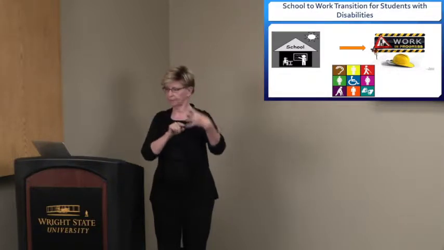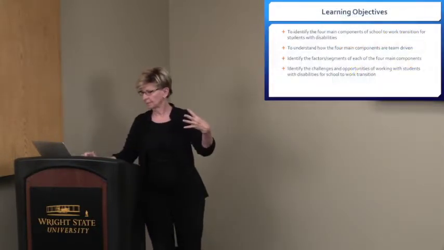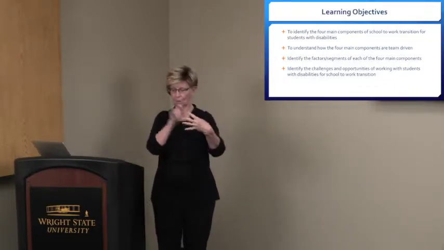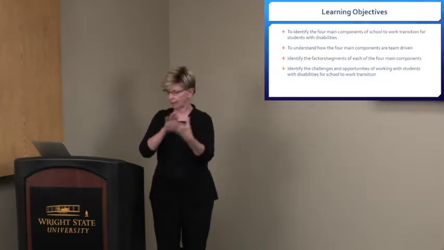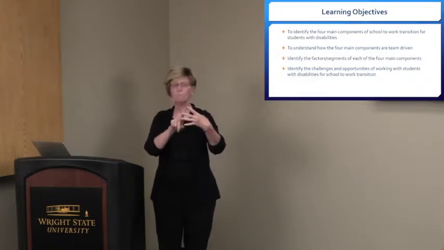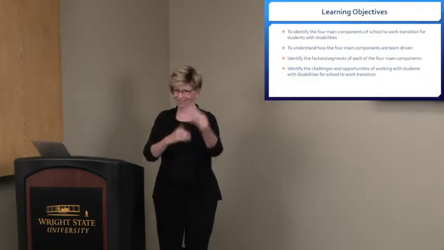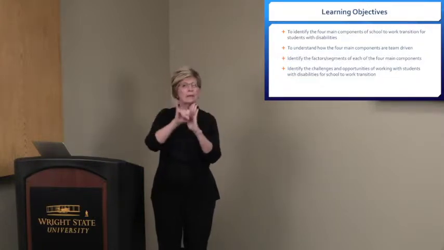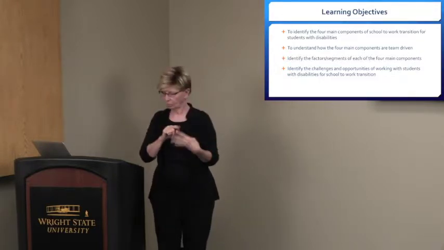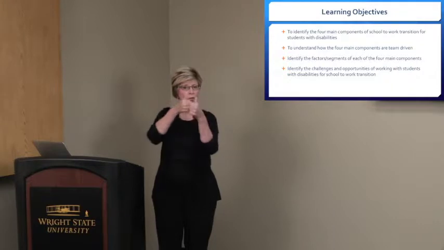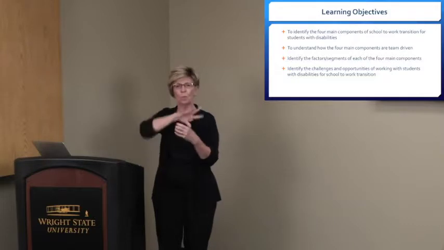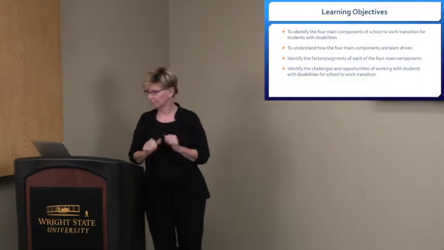We have 4 learning outcomes. Number 1 is to identify the 4 main components of school to work transition for students with disabilities. To understand how the 4 main components are team driven, and to identify the factors or segments of each of the 4 main components, and to identify the challenges and the opportunities of working with students with disabilities for school to work transition overall.